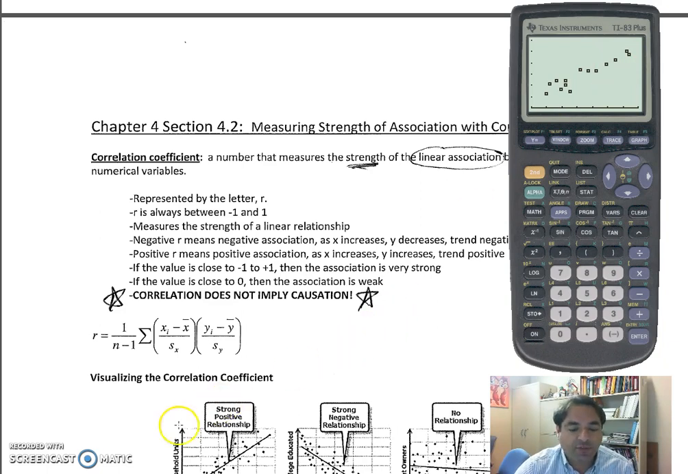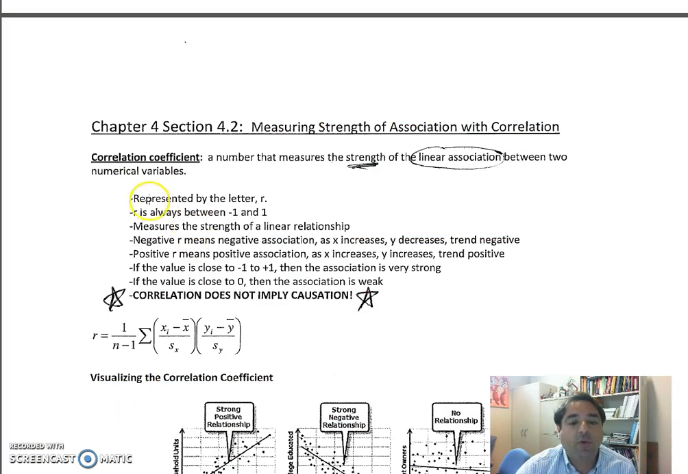So we have a number for strength, and the number for strength is the correlation coefficient. That's a number that measures the strength of the linear association between two numeric variables. So it actually measures two things. First of all, it has to be linear to do this, and it measures the strength, but it also tells you the direction. Correlation is represented by the letter R. Correlation is always between -1 and 1. It has to be a linear relationship.